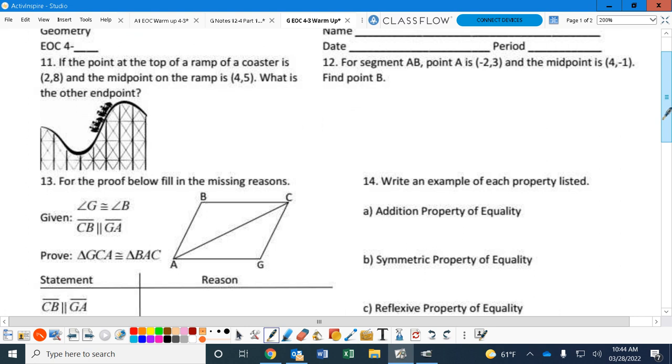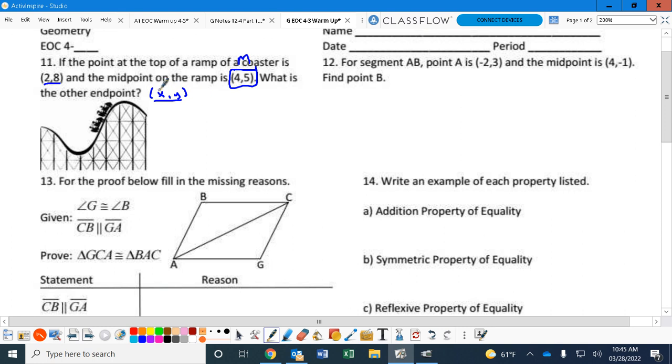It says, if the point at the top of the ramp of a coaster is (2, 8), so this is one of the endpoints, and the midpoint on the ramp is this, guys, this is the answer. This is the midpoint. What is the other endpoint? Well, the other endpoint is unknown, so it's going to be called (x, y). When you do the midpoint formula going backwards, you're going to have it set equal to something. So it's going to look like this.